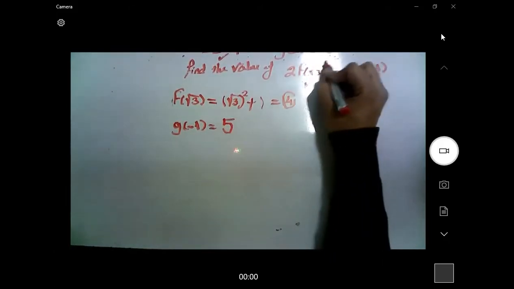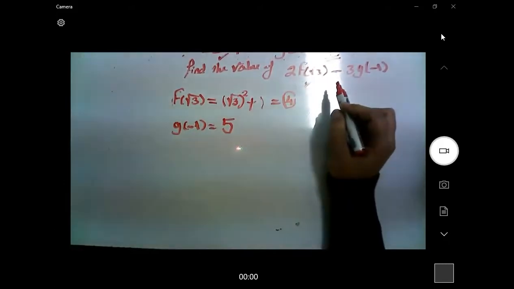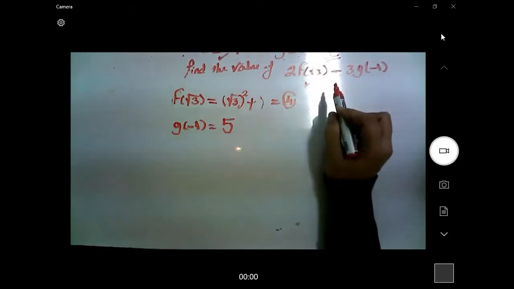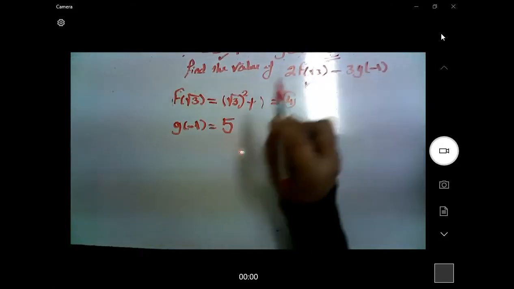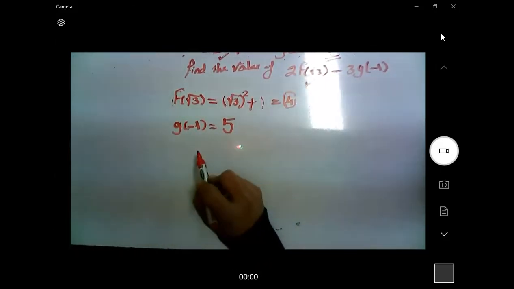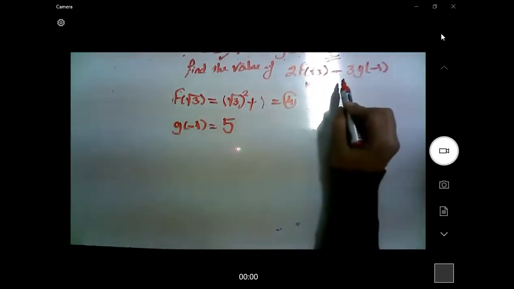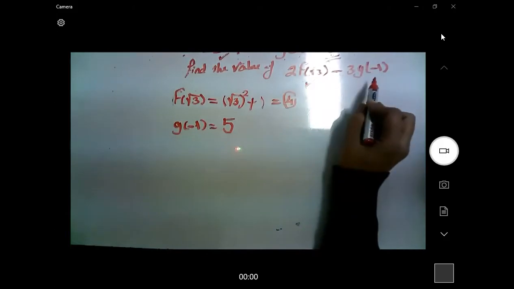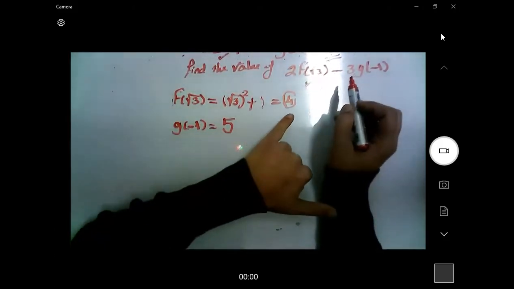Constant function, again, means that by changing the values of x, the function remains constant, still as it is, 5. Then, g of negative 1 is 5. The question is 2f of root 3 minus 3g of negative 1. We get f of root 3 is 4.